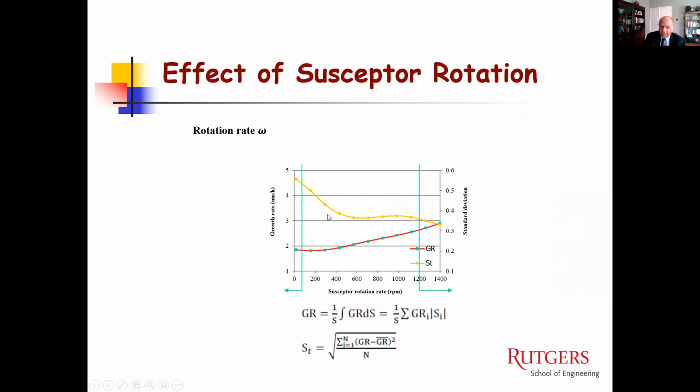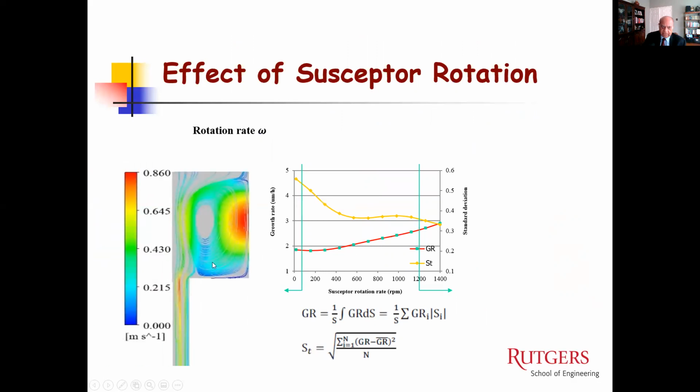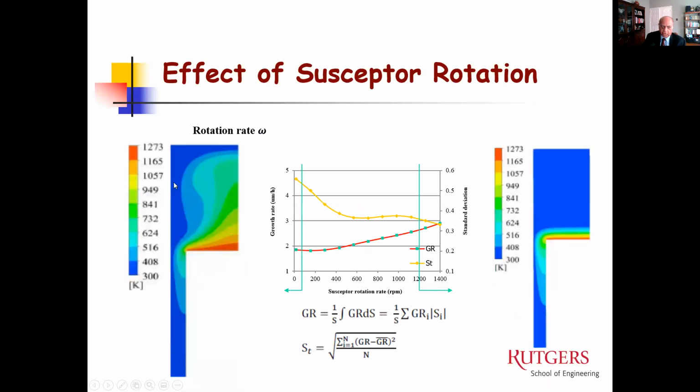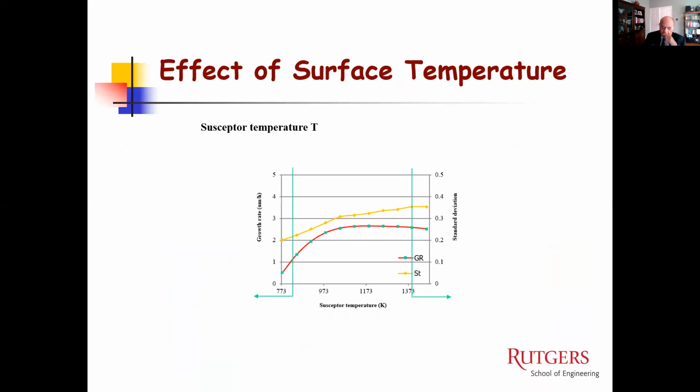So the quality becomes better. The uniformity becomes better. The deposition rate increases. And you can see here that this is at no rotation, and it's very chaotic. At high rotation, it's much better behaved. And you can look at this temperature field also, very chaotic and very nicely behaved at high rotation. So rotation does help a lot in getting the high quality and uniformity that we want.